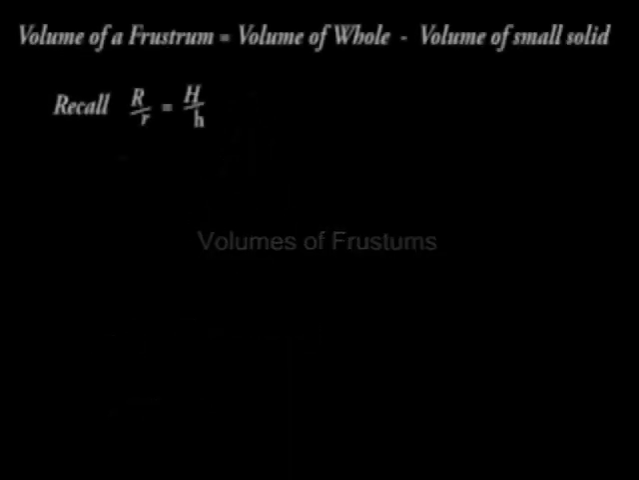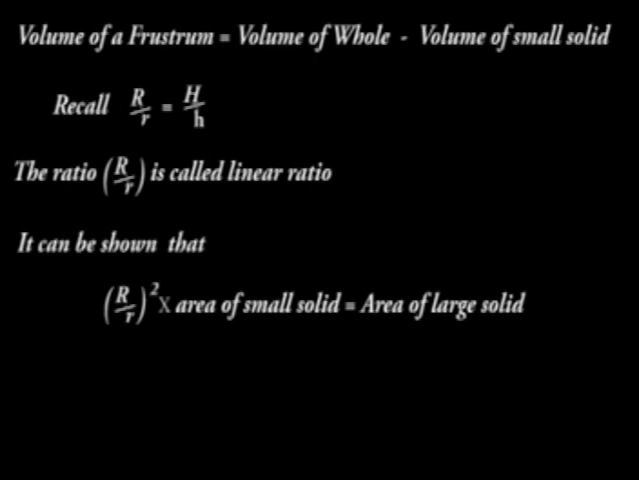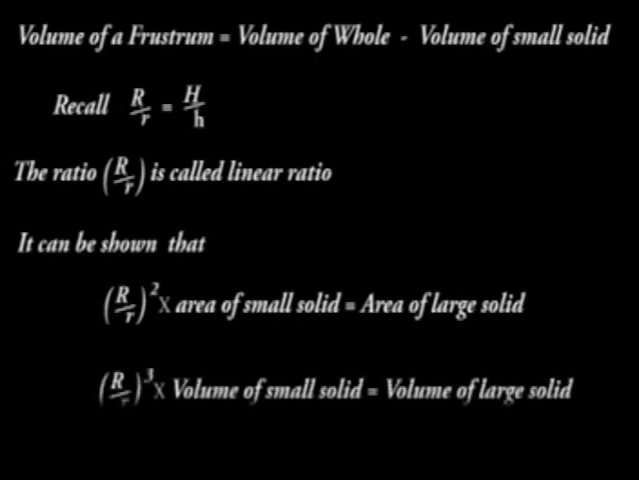Volume of frustrums. Volume of a frustrum is equal to volume of the entire figure minus the volume of the smaller solid. Recall that R over small r is equal to H over small h. The ratio R over small r is called the linear ratio. It can be shown that R over small r squared times the area of the small solid is equal to the area of the large solid. Equally, R over small r cubed times the volume of the small solid is equal to the volume of the large solid.